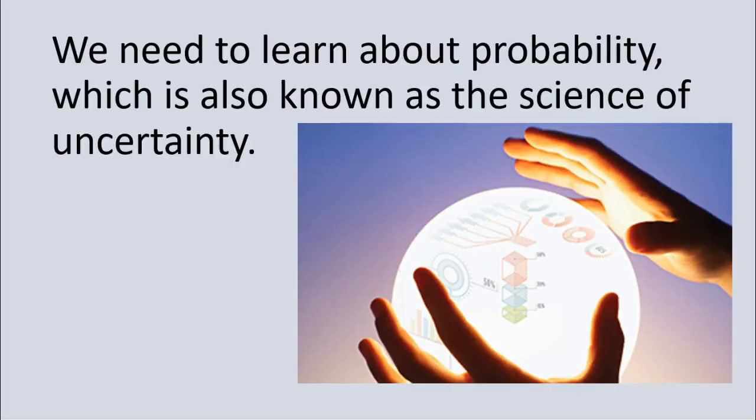Before collecting the sample, we do not know what the value of the statistic will be, but we may be able to predict what will happen. We say the statistic is random since we do not know the value before collecting the sample. We need to learn about probability, which is also known as the science of uncertainty.